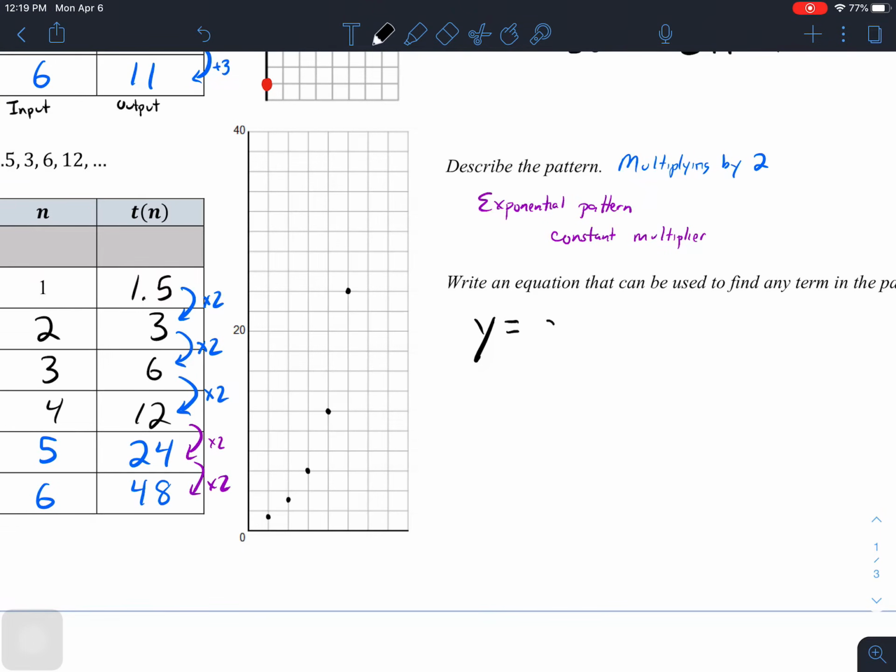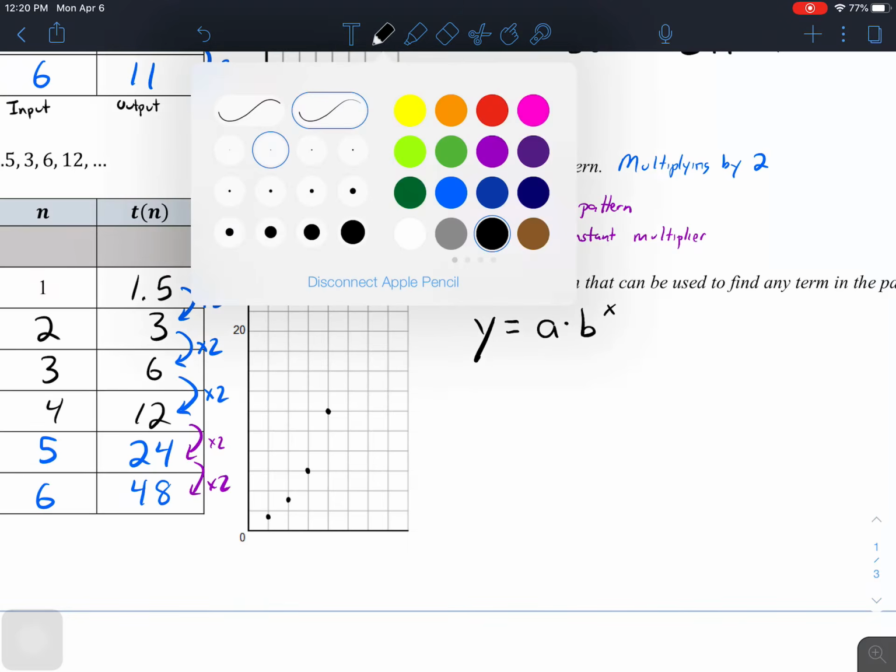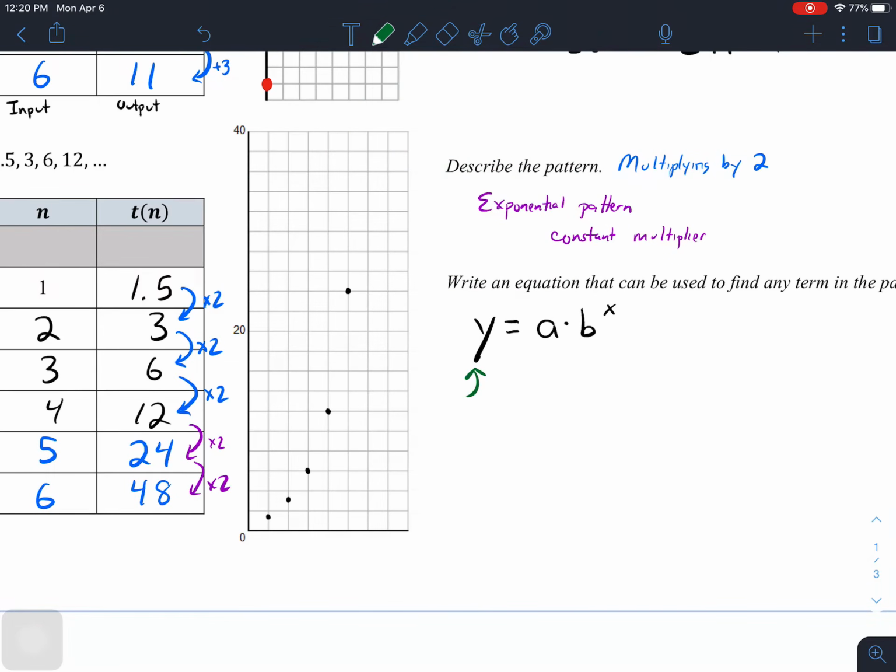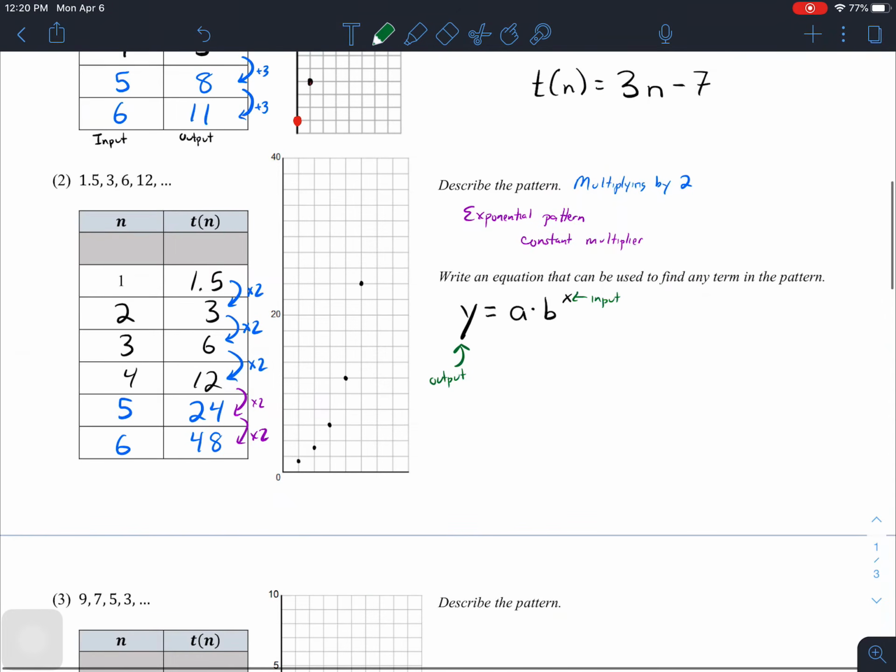Now the structure that we used before for exponential functions is y equals a times b to the x. Same exact idea. y is your output, x is your input. And so if I want to transform this, my output is t of n, my input is n, so I still have this a, this b, and my n is my input, so that's nice. The question is, what does each one of these represent?